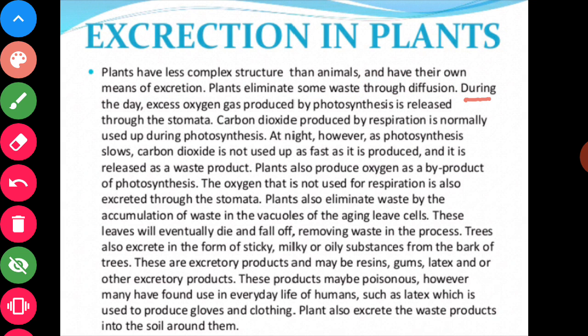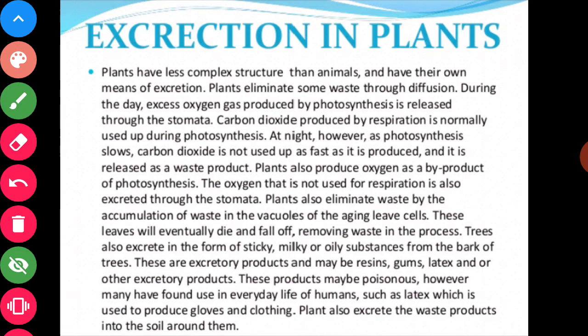During the day, excess oxygen is produced by photosynthesis and is released through the stomata. Carbon dioxide produced by respiration is normally used up during photosynthesis. At night, however, as photosynthesis slows, carbon dioxide is not used up as fast. It is produced and released as a waste product.